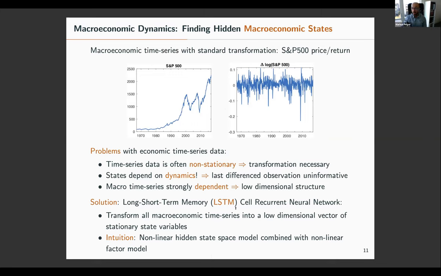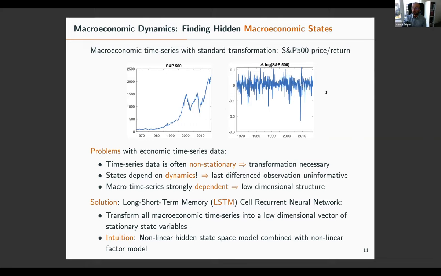Are we done yet? Well, we still need to deal with the dynamics. The question here is, how can we incorporate macroeconomic time series in our SDF model? Now, note that most macroeconomic time series are non-stationary, as you know. For example, here, this is the S&P 500 price. So what do we do? We take some form of increments. Here, I take log increments to get S&P 500 returns.